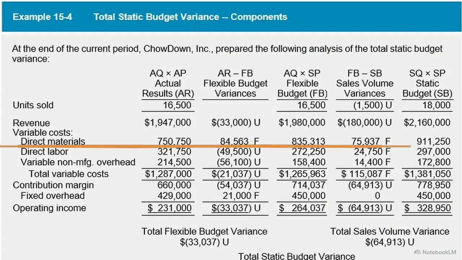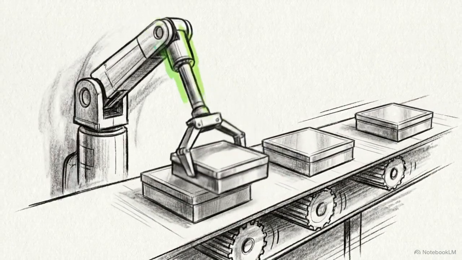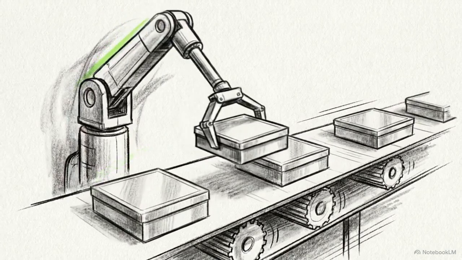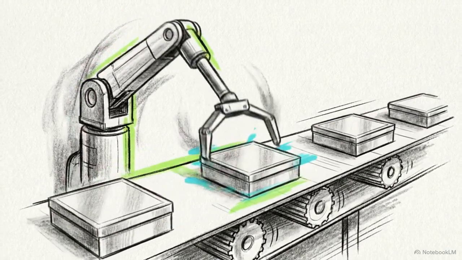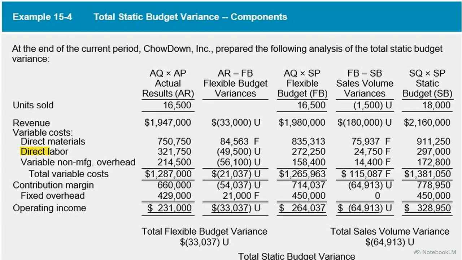Looking again at the direct materials row, we can see exactly why the initial $160,500 favorable variance was misleading. The drop in sales volume accounts for $75,937 of those savings, material that simply didn't need to be purchased because production slowed. However, the floor manager did operate efficiently. When evaluated strictly against the material required for the 16,500 units they produced, they achieved a legitimate $84,563 favorable variance. We can contrast that with the performance in direct labor.